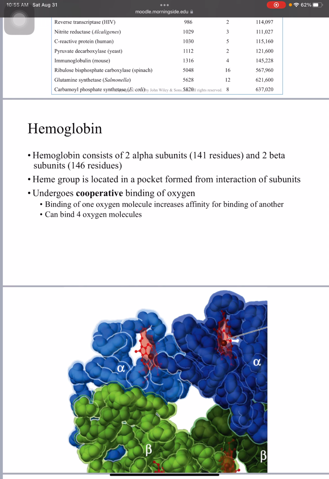Once that second oxygen binds, it makes it easier to bind a third one. And once you get a third one, it makes it easier to bind the fourth one. So the more oxygen you bind to hemoglobin, the easier it is for it to get yet more oxygen until you fill up with four. That's the most it can hold.